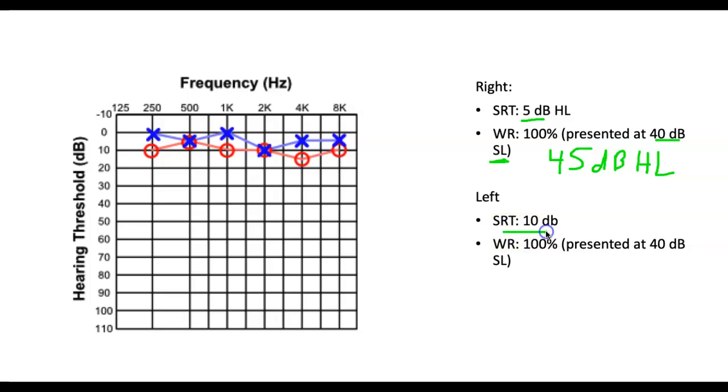So here your SRT is 10. That should be a capital B. Here your SRT is 10. So here you're presenting at what? dB HL. 50 dB HL. Okay, and that's how you figure out from your SRT to your sensation level.